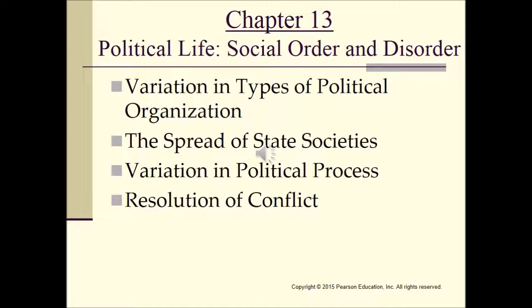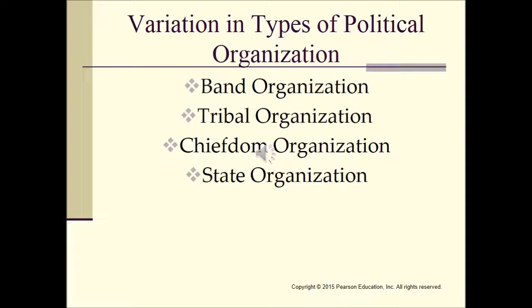We'll talk about variation in political life, kind of social order and disorder, and you can see from the bullet points here some of the things we'll be covering in chapter 13. Okay, so variation in types of political organization. The book was organized in a way that builds up to this because it's going to tie into food getting strategies and social stratification and that sort of thing.